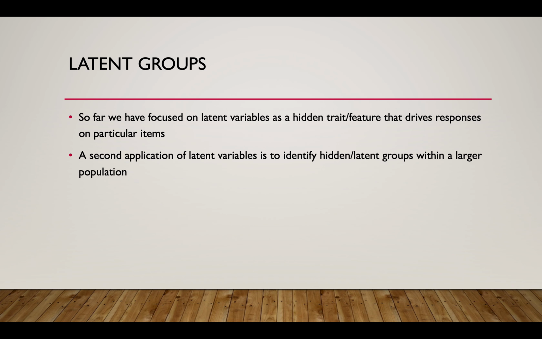So far, every time we've talked about latent variables, we've talked about latent variables in the context of some sort of hidden trait or feature that's driving responses on items that we've measured. There is a second type of latent group or latent variable, and that is that within the given population, there are people who simply fall into different types of categories or groups. We have a number of different ways to look at the groups that they fall into. And latent class, latent profile analysis is one way to get at those groups.